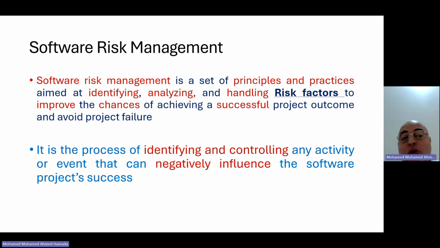If you'd like to define software risk management: software risk management is a set of principles and practices aimed at identifying, analyzing, and handling risk factors to improve the chances of achieving a successful project outcome and avoid project failure. It is a process of identifying and controlling any activity or event that can negatively impact software development success.